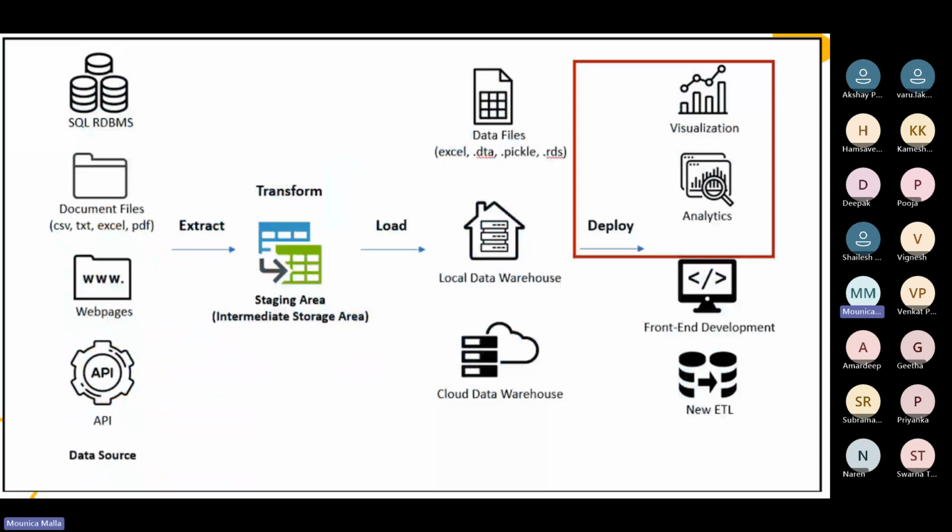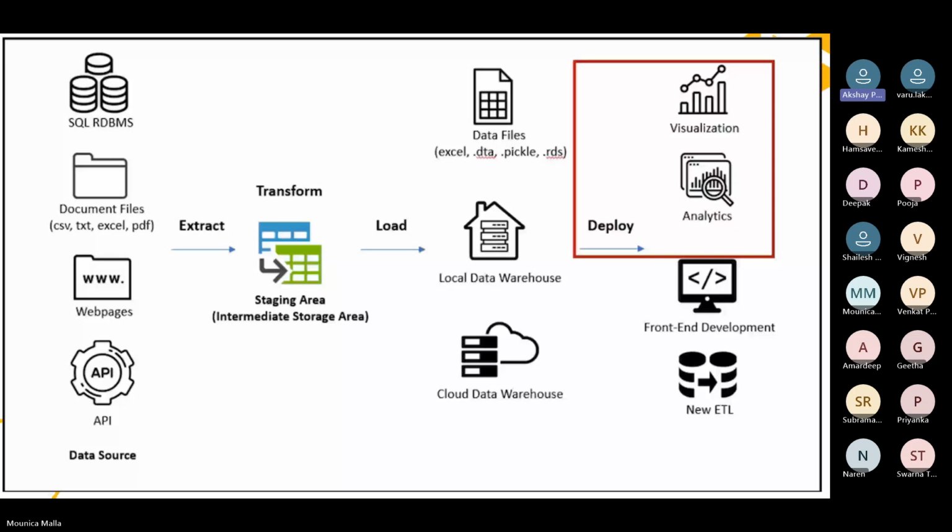So if we see data sources, we have API, web pages, document files, CSV, text, Excel, PDF, SQL relational database management systems. I'm extracting the data and transforming it in the staging area. What is the staging area, guys? What do you mean by staging area? The location between source and target.